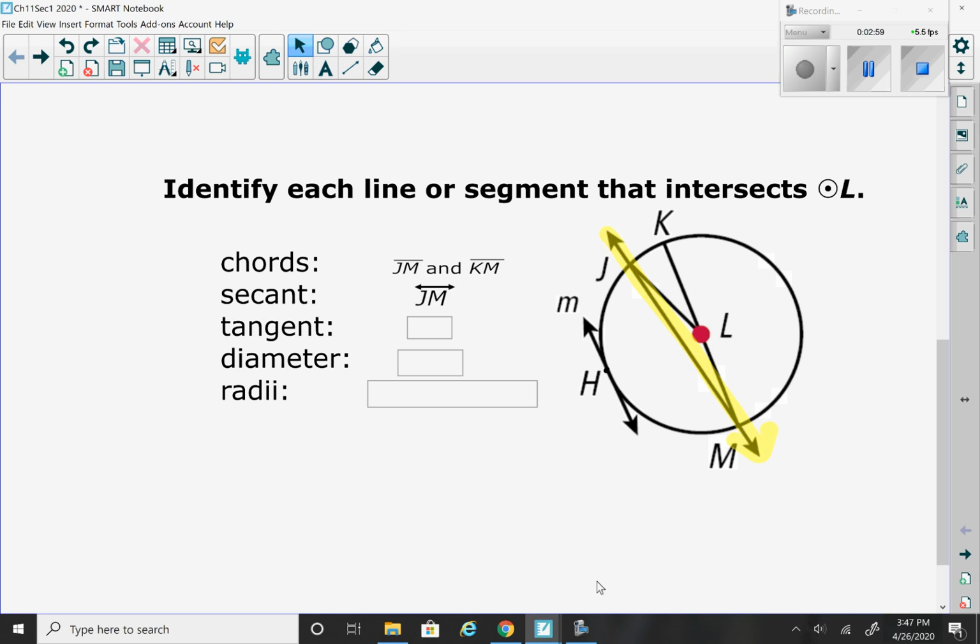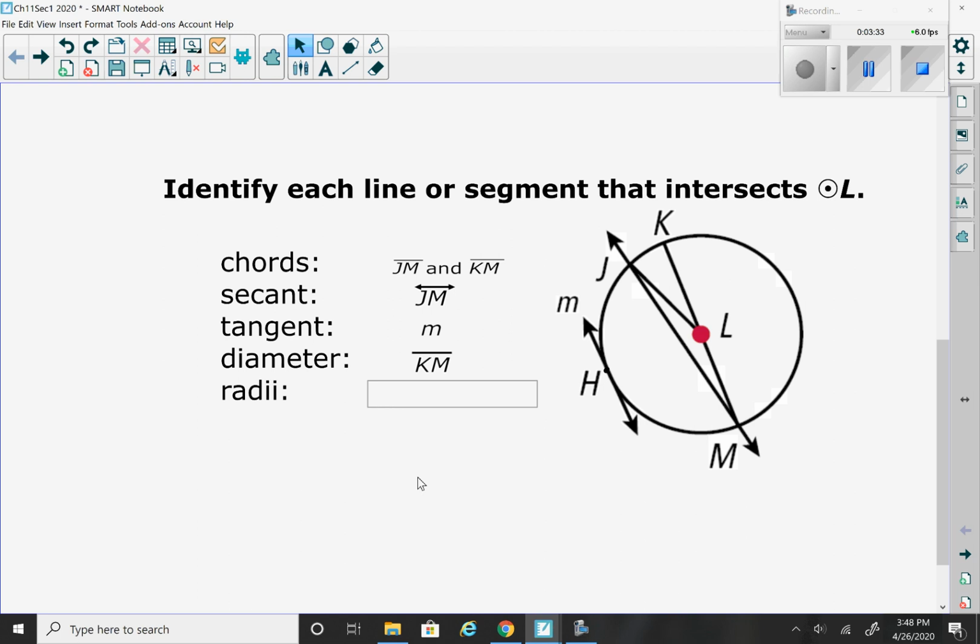So that's my secant. Notice the difference in the notation between the chords and the secants, right? JM as a segment is a chord, JM as a line is a secant. So notice the difference there. Tangent, I only see one line that's tangent, that's line M. Diameter, hopefully you recognize there's only one diameter, KM. And again, notice that KM is both a chord and a diameter. So a diameter is a special or specific type of chord.